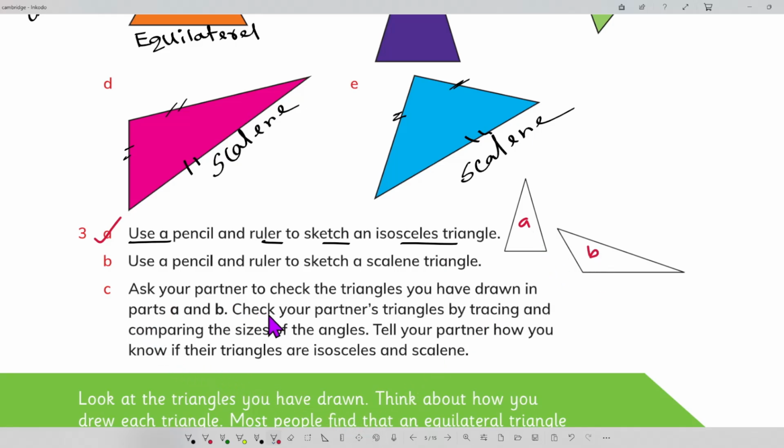Now number C: ask your partner to check the triangles you have drawn in parts A and B. Check your partner's triangles by tracing and comparing the size of triangles. Tell your partner how you know if their triangles are isosceles or scalene. So you should discuss with your classmate. He or she also draws these kinds of triangles, and you have to understand whether the angles are okay or not, and you already know that if two sides are equal, it should be isosceles, and if all the sides are different, it's scalene.